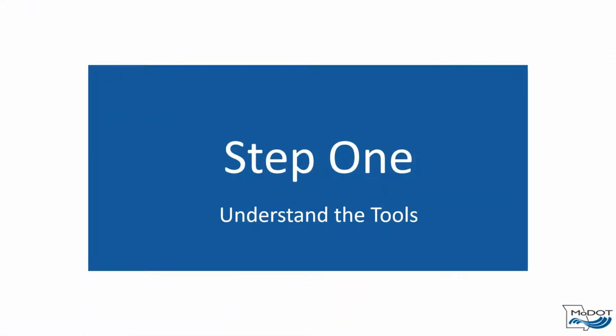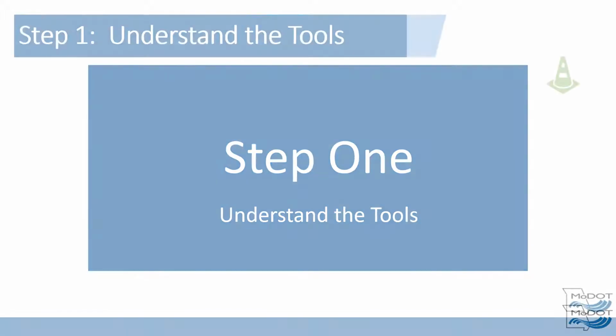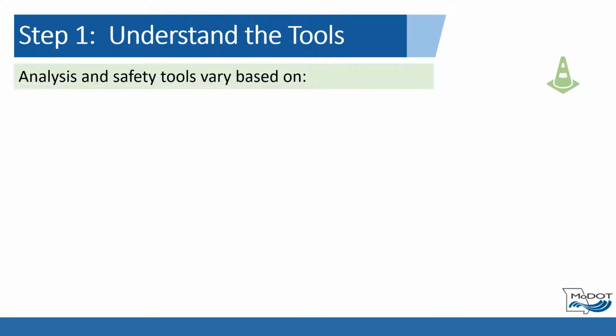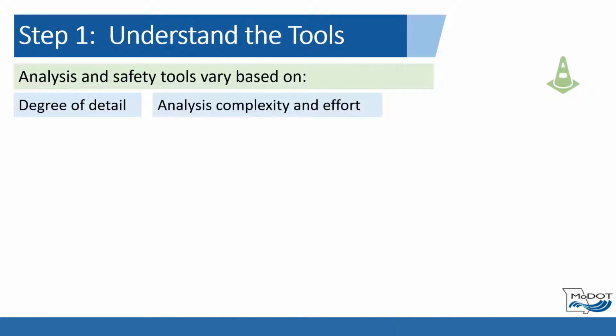Step 1 is understanding the analysis tools available. Step 1 of tool selection is understanding the tools available to you. Analysis and safety tools vary based on two items: the tool's degree of detail capabilities, and the analysis project's complexity and level of effort needed.